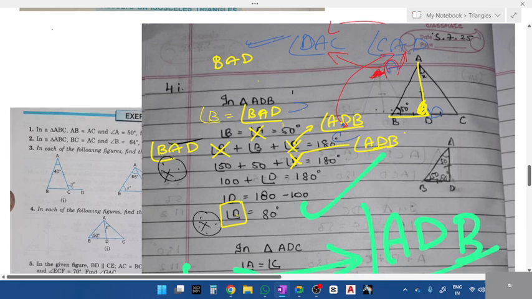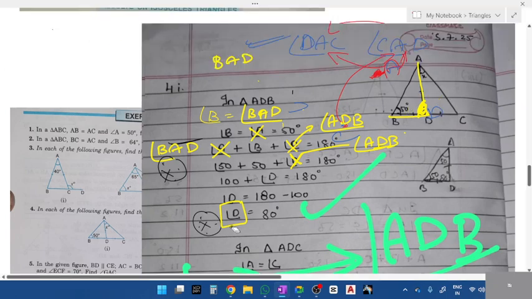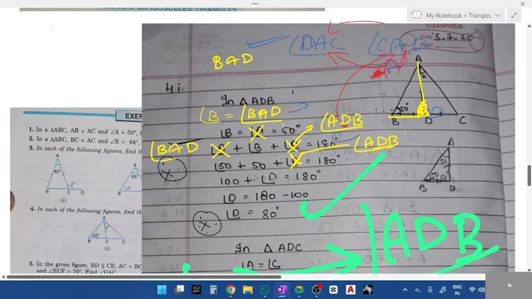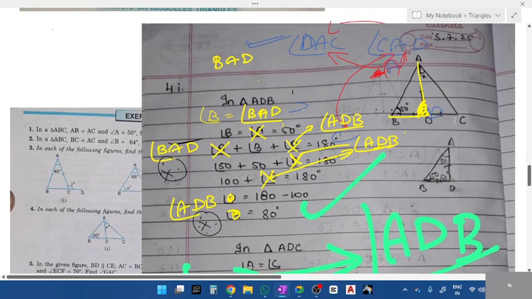Yes, Anya, can you unmute? When you say D, does it mean this one part or the entire value? So that is wrong, right? You're not supposed to write like this. You should specify which angle. So wherever you have written D, everywhere you should write ADB, ADB and ADB. So what's the value of angle ADB? 80 degrees. Then in the second triangle ADC, angle A is equal to angle C.